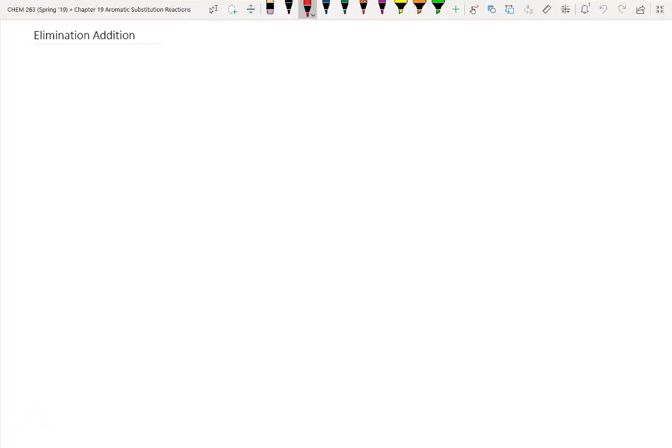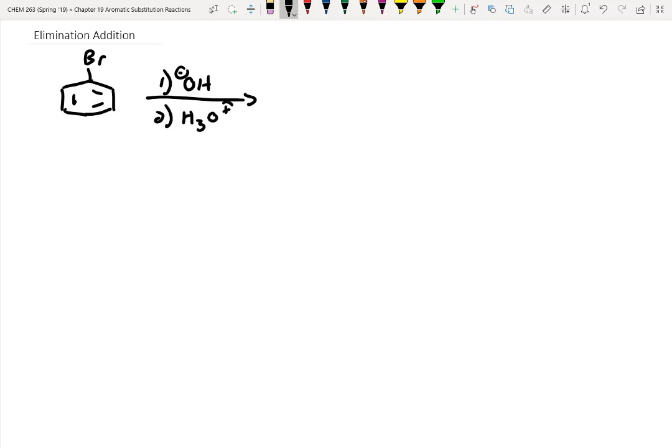This is called elimination addition. It sounds like an oxymoron, but really it means one after the other. So you do elimination first, followed by addition. So let's say we have bromobenzene, and we treat it with hydroxide, followed by acid. Do you think this will do nucleophilic aromatic substitution like we just saw? No. Why not? Because it says so. It doesn't have a strong electron withdrawing group in the ortho or para position, so you get no reaction.